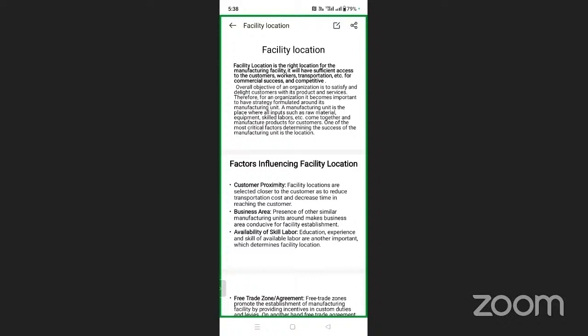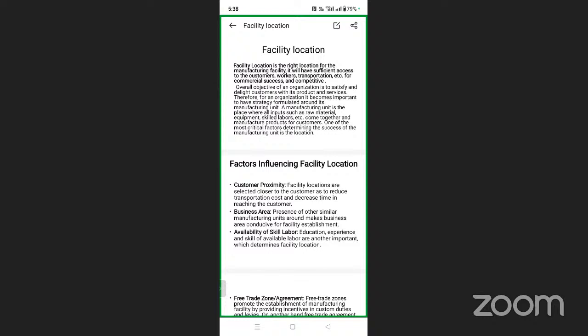That means your company needs to open a manufacturing unit. Many factors determine the facility location. Clear? What are the factors affecting the facility location? That is a separate thing. First of all, we have to know about the facility location. It is the right location for the manufacturing facility. The aim and objective of the organization, first of all, is to locate the facilities.